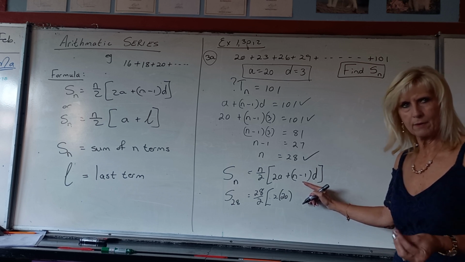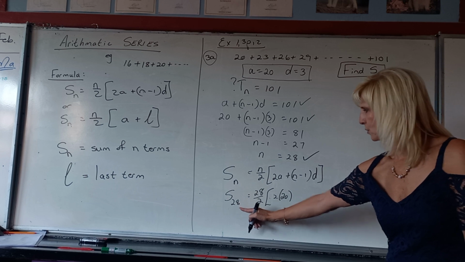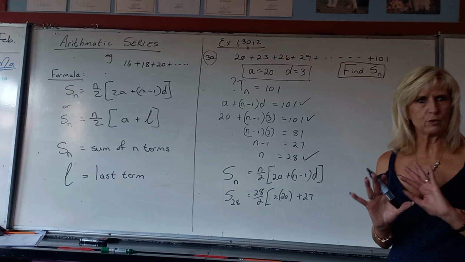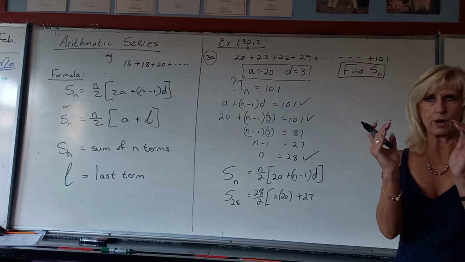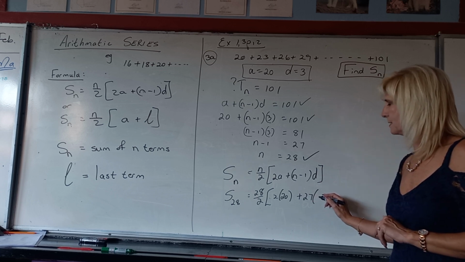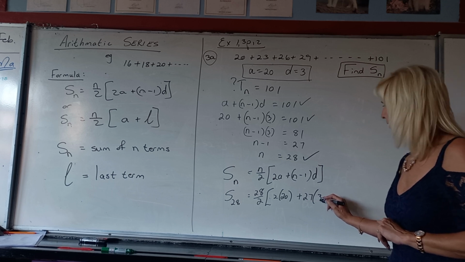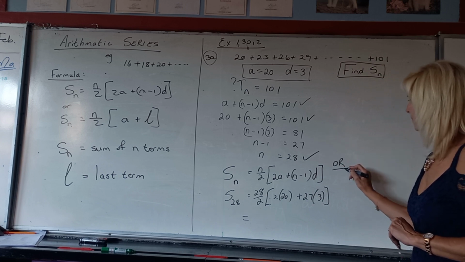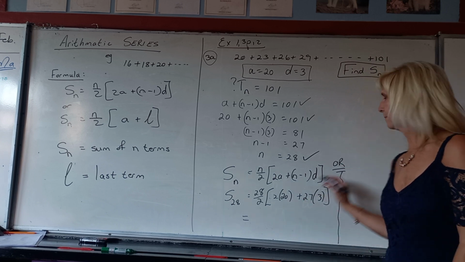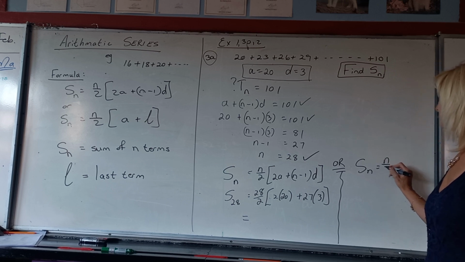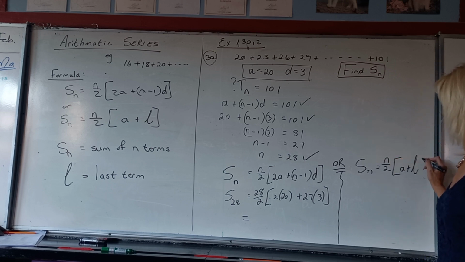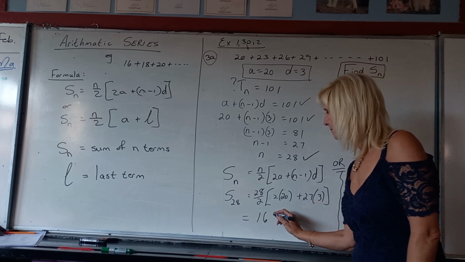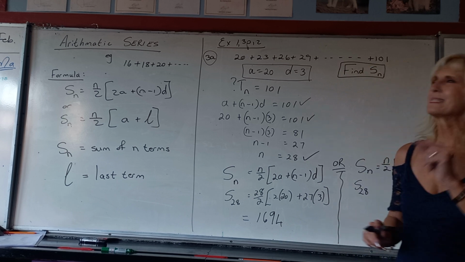Are you seeing me again pushing you into thinking that's 28 and this is 27? No one would care about it if you wrote 28 minus 1 in a bracket. And then the bracket d is 3. And an answer, please. Answer? 1, 6, 9, 4.